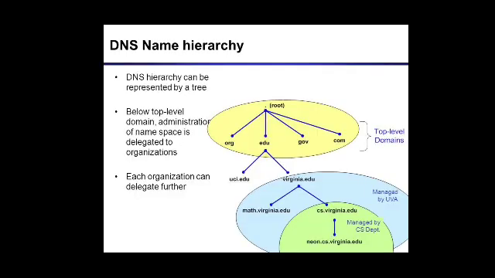of domains. Okay. So here, as I said, a DNS name hierarchy, you can see here. A DNS hierarchy can be represented by a tree. Here you are having root. From root you are having .org, .edu, .gov, .com. So these are different top level domains.